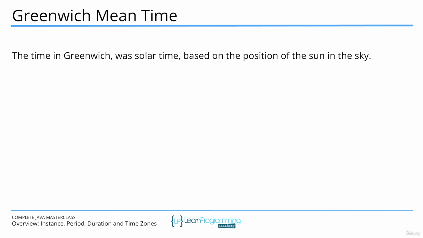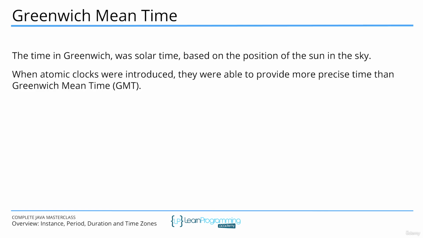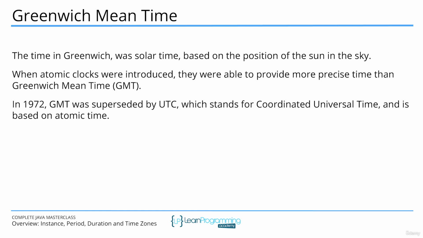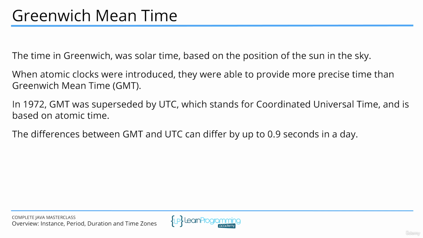The time in Greenwich was solar time, based on the position of the sun in the sky. When atomic clocks were introduced, they were able to provide more precise time than Greenwich Mean Time, GMT. In 1972, GMT was superseded by UTC, which stands for Coordinated Universal Time and is based on atomic time. The differences between GMT and UTC can differ by up to 0.9 seconds in a day.